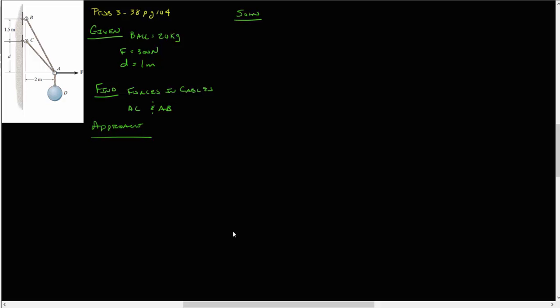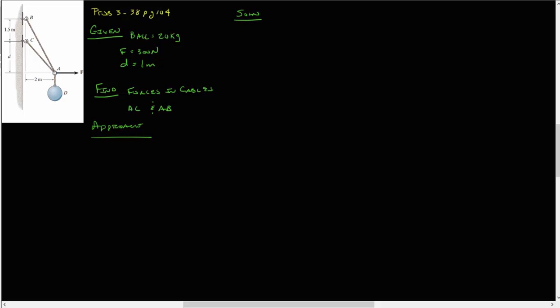We're looking at problem 3-38, page 104. We have a ball that has a mass of 20 kilograms, a force being pulled on that eye hook of 300 newtons, and the dimension D is 1 meter. We're looking at the forces in cables AC and AB if this was being held in equilibrium. So the 300 Newton force being pulled is holding this in equilibrium, nothing is moving.